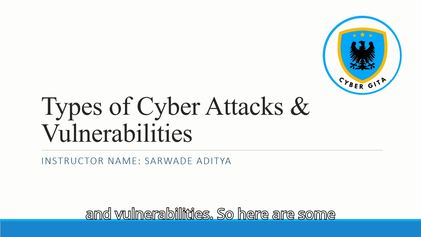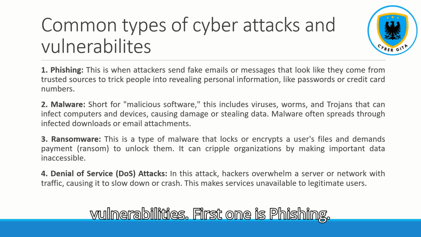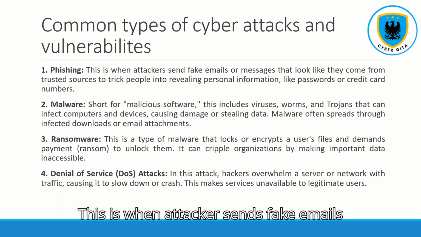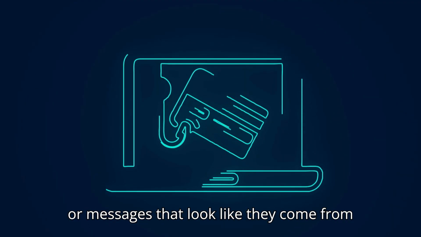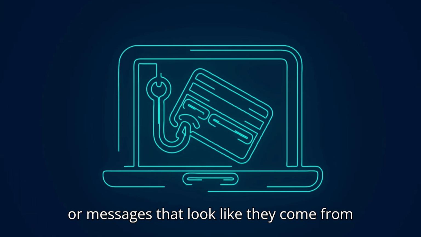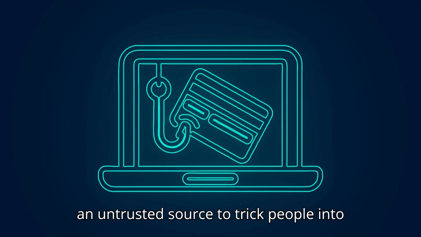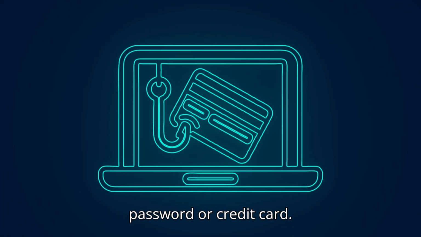Attacks and vulnerabilities. So here are some common types of cyber attacks and vulnerabilities. First one is phishing. This is when an attacker sends fake emails or messages that look like they come from a trusted source to trick people into revealing personal information like passwords or credit card details.